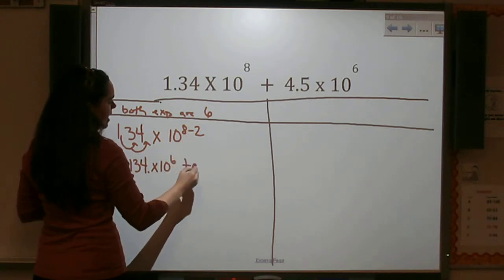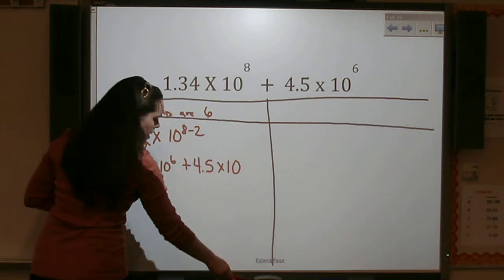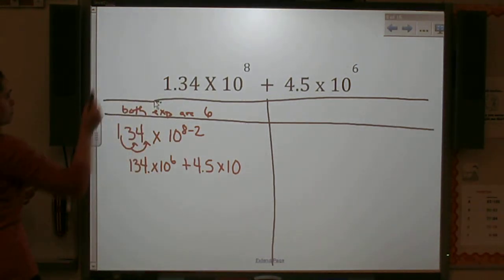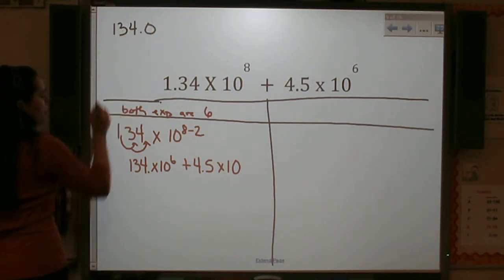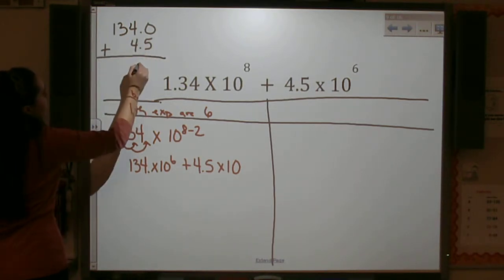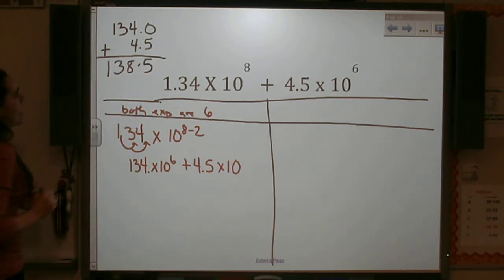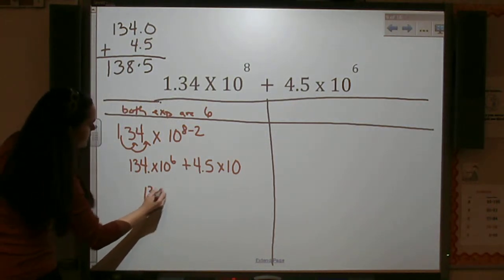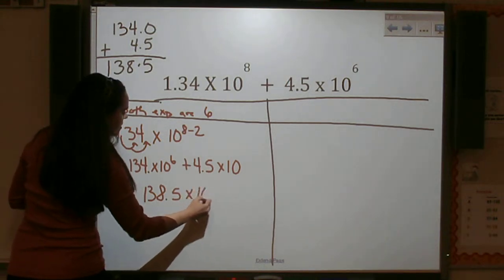Now I'm ready to combine like terms, 4.5 times 10 to the 6th. So we're adding with decimals. We need to follow our rules for adding with decimals, which says that you line up your decimal places. So I have 134 plus 4.5. So my decimals are lined up. And I have 138.5. Okay, so 138.5 times 10 to the 6th.